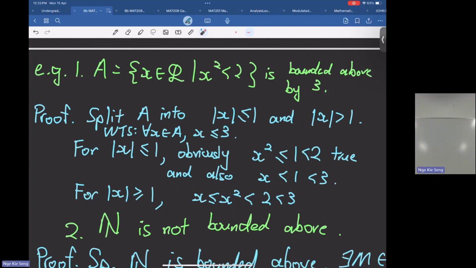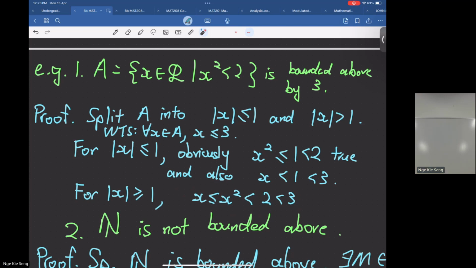I want to prove that for all x, it is bounded above by 3. So first case, since x is already less than or equal to 1, this modulus means what? This x is actually in between -1 and 1, so already less than 3. So this one is obviously true. But in the other case I'm going to use the property of my set to see that x is actually bounded above by 3, because I know that x squared is less than 2 to stay in the set.